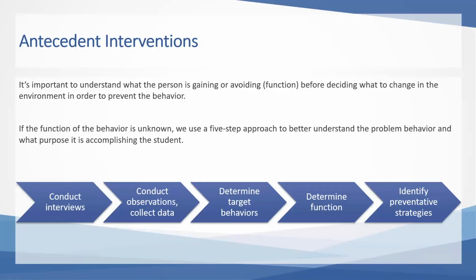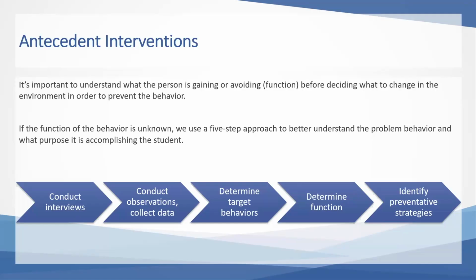For antecedent strategies to actually work, we have to start with one key piece, which is understanding the function of the behavior. So in other words, we need to know what the student is gaining or avoiding when that behavior is occurring. Are they trying to get attention, escape a task, access an item or an activity, or is it somehow fulfilling a sensory need for them? Because when we understand that, then we can make intentional changes to the environment that actually address the root cause and not just the behavior itself.